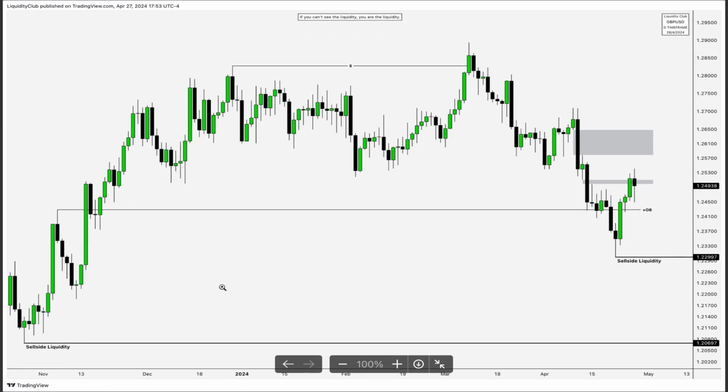And just below this low, we have this fair value gap, this fair value gap, and these three lows right there, equal lows. So this is what I'm aiming at.